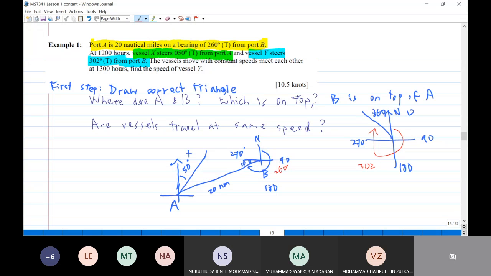So that means what? This angle is 58 degrees. Okay, 360 minus 302 is 58 degrees. Okay, this is the direction vessel Y moves. Okay, the vector y looks like this, right? So if you join this, it will be something like this now. This is actually the way vessel Y will move.